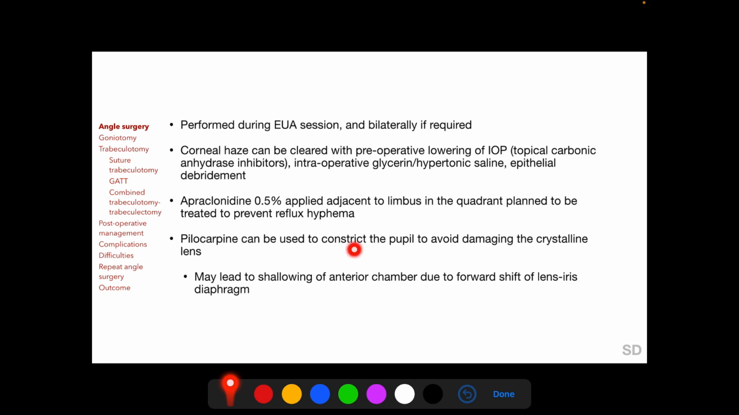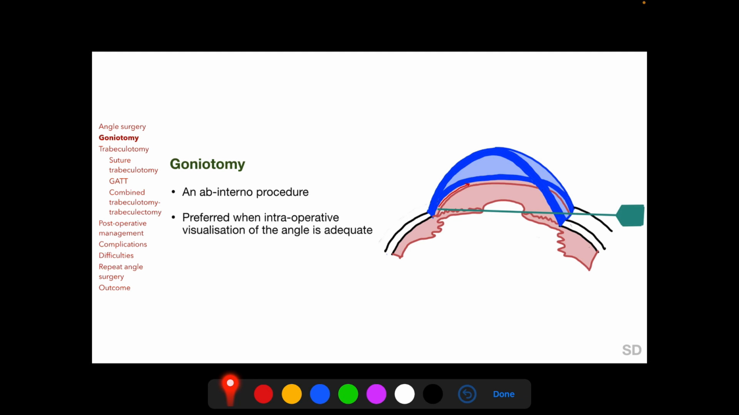Pilocarpine can be used to constrict the pupil to avoid damaging the crystalline lens during angle surgery, but pilocarpine may lead to shallowing of the anterior chamber due to forward shift of the lens-iris diaphragm. We start with goniotomy, an ab interno procedure in the sense that the angle is approached from inside the eye. As we have discussed, goniotomy is the preferred procedure when intraoperative visualization of the angle is adequate, and this is very important to remember.